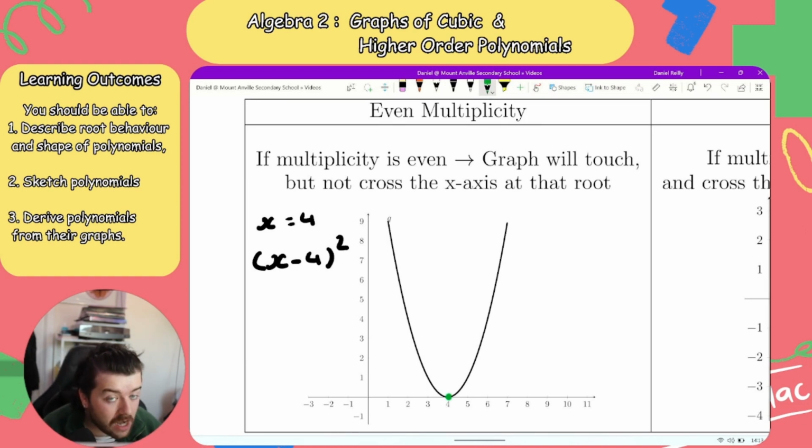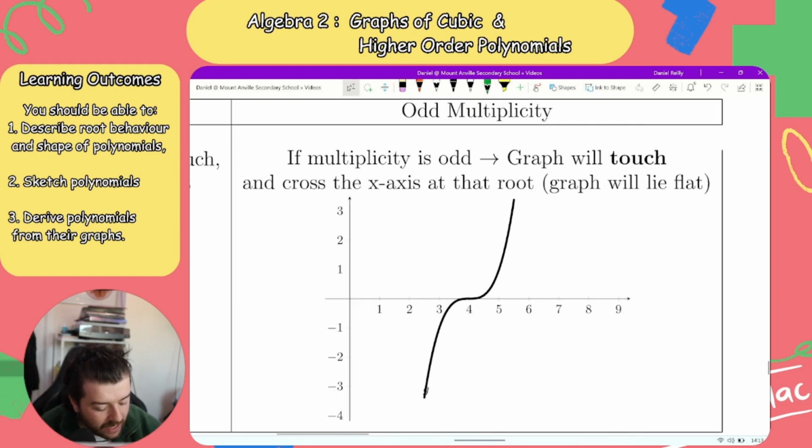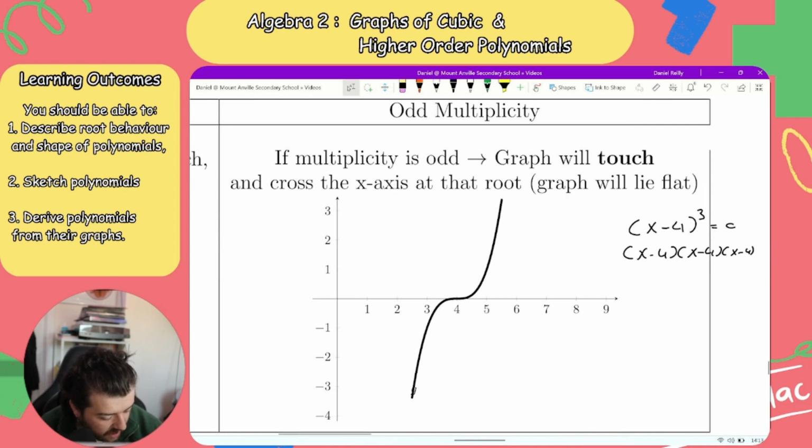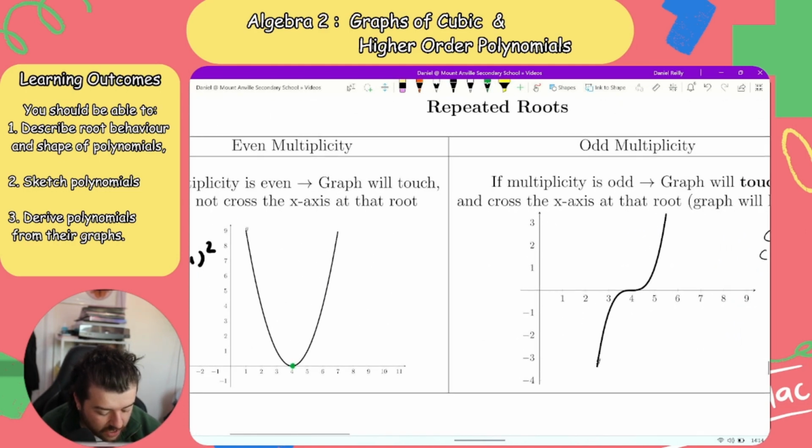Now, if it's repeated an odd number of times, that's when it gets a little bit different. Let's say here I have x minus 4 cubed. My three solutions are x equals 4, x equals 4, x equals 4. So it's repeated three times. So my graph goes up, it will hit x equals 4, but instead of just touching it and coming back down, it touches it, lays flat on it for a tiny bit, and then it crosses the x-axis. So even number multiplicity, it just touches the graph. If it's repeated an odd number of times, it glides on the point and then crosses the x-axis.